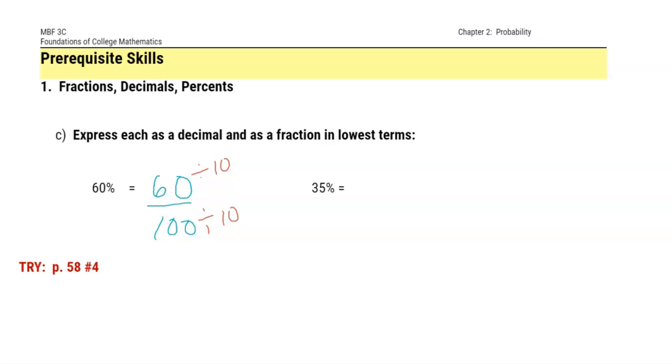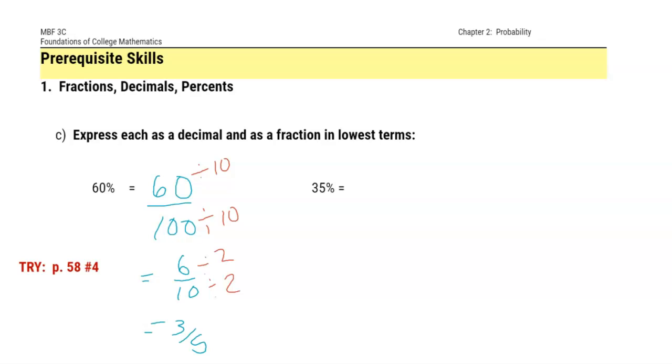And so I know that that's going to give me 6 out of 10, right? And so now I know that both of the numbers that I have here are not in their lowest terms because they're even. So I'm going to divide by 2. And that's going to give me my fraction in lowest terms, which is 3 out of 5.